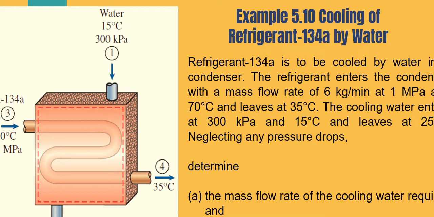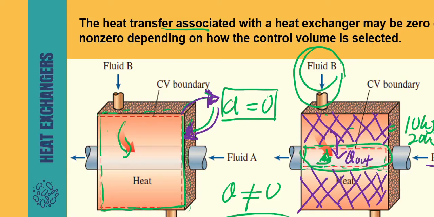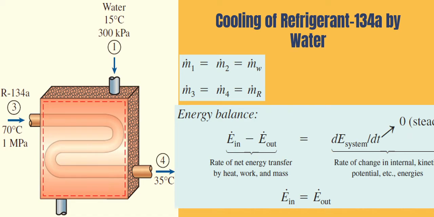Okay, where is the example? Okay, this is the example. Before that, let's see the mass balance and energy balance first, right? Now we know that the rate of mass flow in is equal to the mass flow rate out.